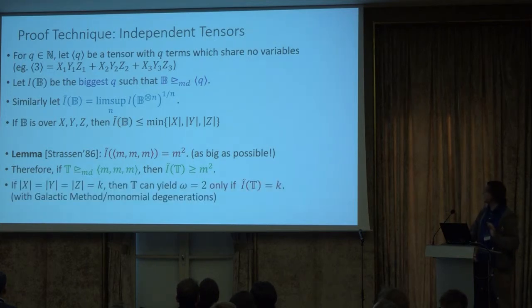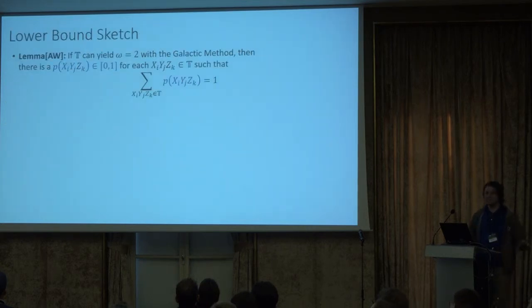And so if you want to show that the galactic method can't be used with a tensor to show omega is 2, you just have to show that I tilde of that tensor has to be less than the number of variables. So that's the main proof idea. And then the rest of our paper is like a bunch of sort of combinatorial gadgets for proving this type of thing for a lot of different tensors. So let me quickly give you just one example that'll actually be enough to prove the Coppersmith-Winograd lower bound.